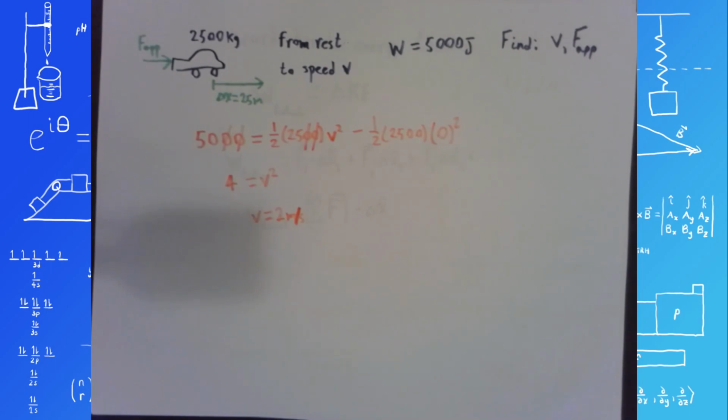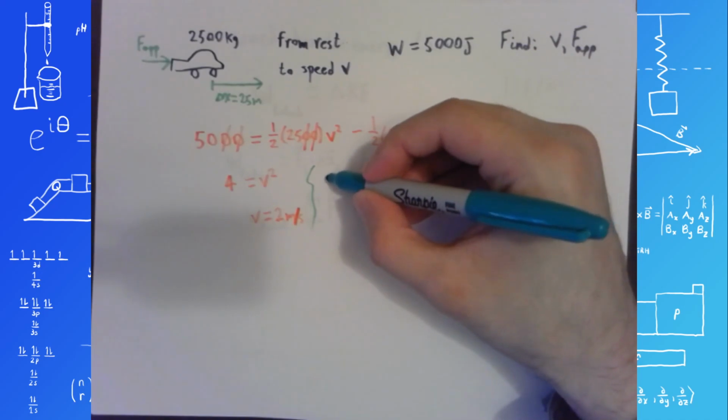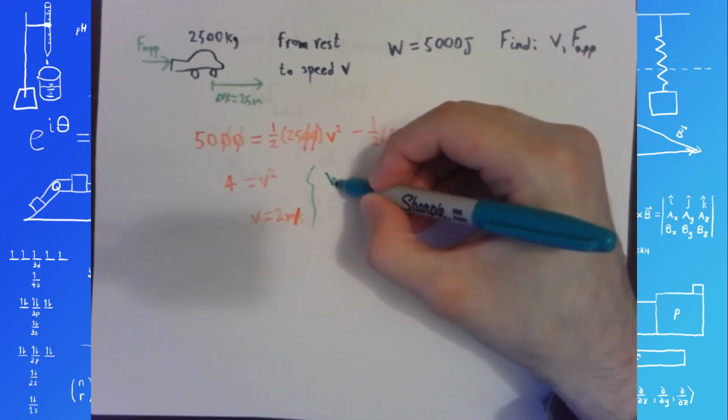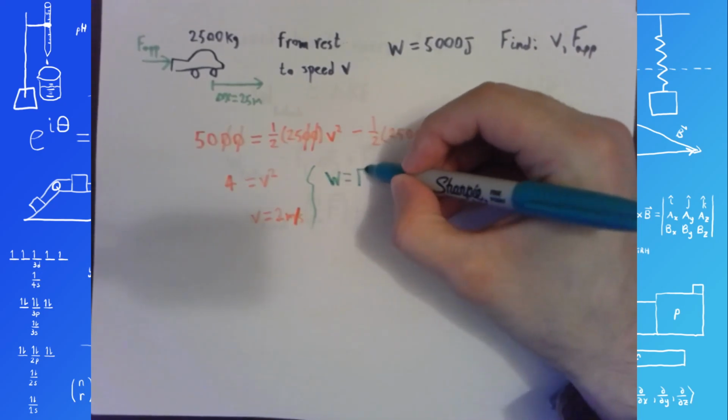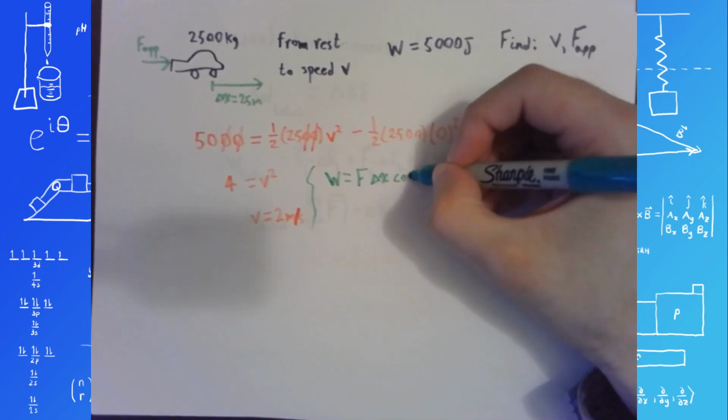The second part is calculate the horizontal force exerted on the car. We could have done this right from the get-go, but just as I described a minute ago, we can get that force by just using the work equation. Work is equal to force times displacement times the angle between their directions.